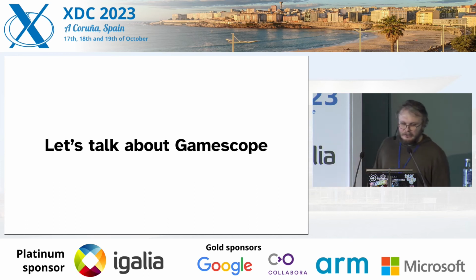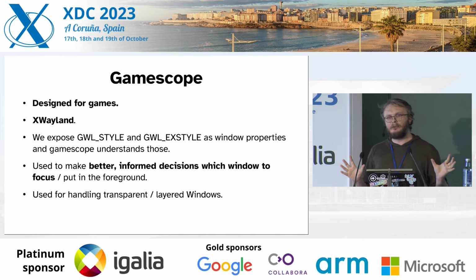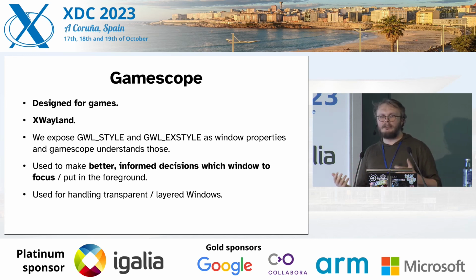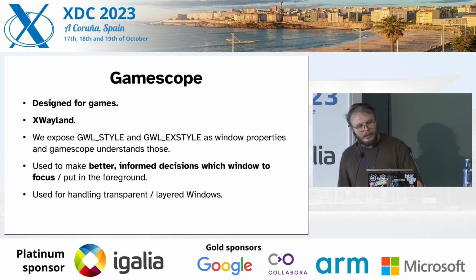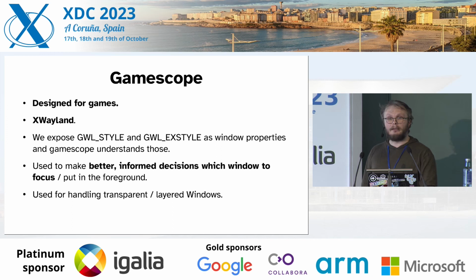So in all of that, let's also talk about Gamescope. Gamescope is our savior, kinda. It's designed for games. It uses Wayland, and it's really designed to work with what we are doing. We even expose some extra hints and style information as window properties, so they can make better informed decisions about what to focus or how to handle layered windows, because that's also another kind of worms. And it works great. That's basically the use case, and everybody now wants to have it integrated in Steam and just run your games through that as a nested compositor, because it works.